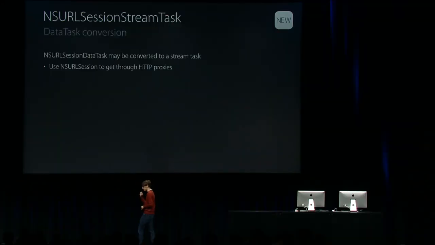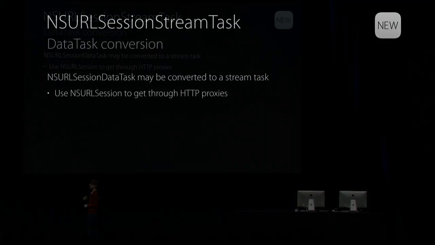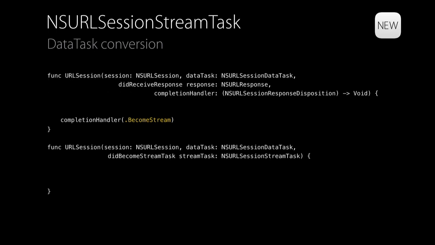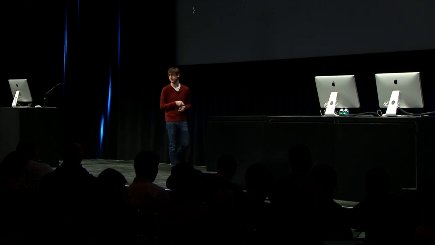I also talked before about our automatic support for dealing with HTTP proxies in stream task. And the way you can deal with this is actually by starting with an existing NSURLSession data task, which generally deals with HTTP content, and converting it to a stream task. And this you can do when the response for that data task is received. So to convert a data task to a stream task and let you communicate directly over the TCP connection without the HTTP framing, you would simply respond to this completion handler in the didReceiveResponse delegate method with the new becomeStream disposition. And then we will inform your delegate that the data task has been converted to a stream task with the URLSession:dataTask:didBecomeStreamTask method.